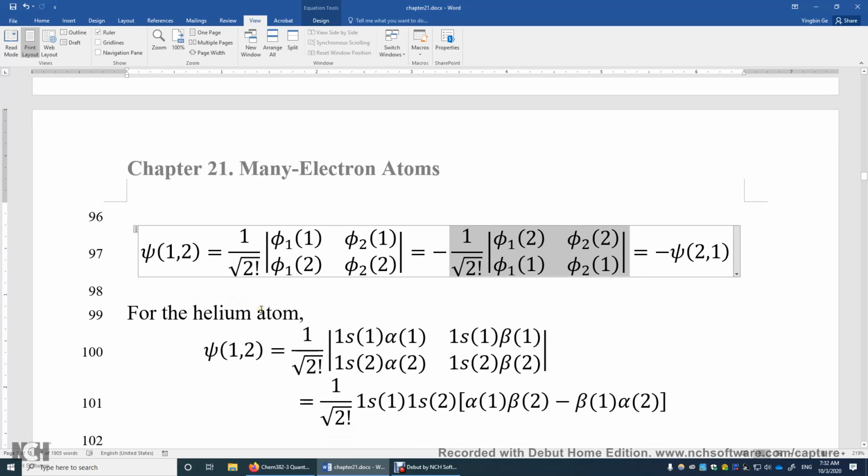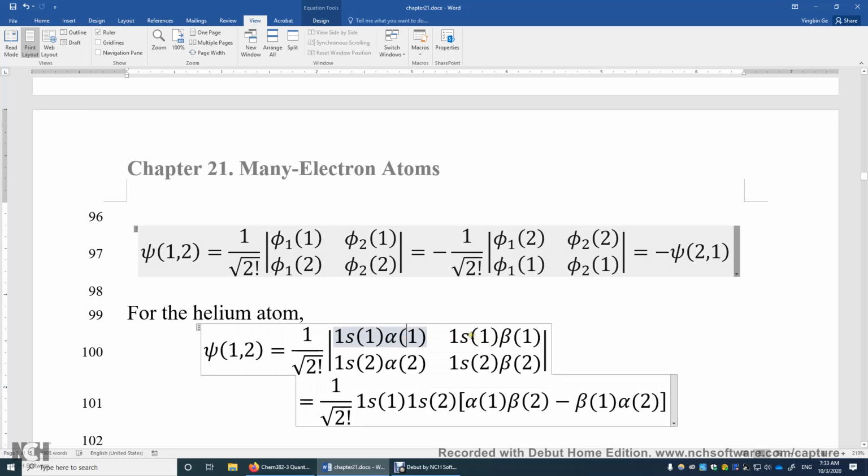Now let me give you a more specific example. Let's say we have two electrons in the helium atom, both occupying the 1s orbital. Electron 1 is in the 1s alpha orbital. Electron 1 is in the 1s beta orbital. Electron 2 is in the 1s alpha orbital. Electron 2 is in the 1s beta orbital.